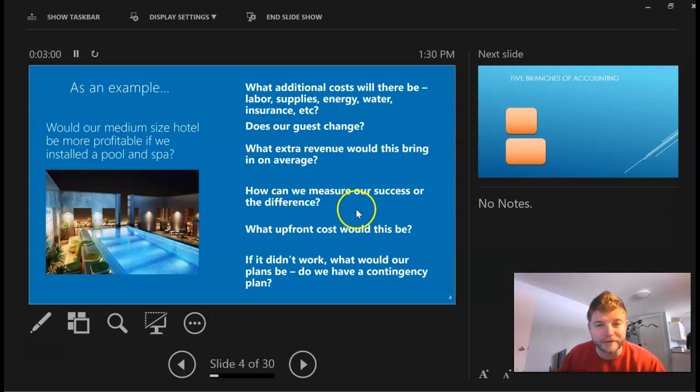How can we measure our success? What are our upfront costs? And if this didn't work, this is a really good question. If we installed this pool, we installed the spa, and it didn't work, we didn't see a huge increase in business, we didn't see a lot more money coming in, what do we do now? Right? You can't just fill it in, and it's just a waste of money.